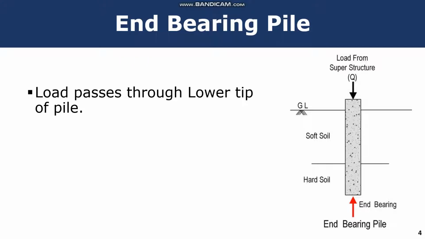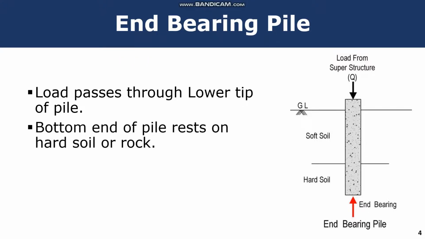Now, end bearing piles. As its name indicates, it takes load at its end, so it is called an end bearing pile. The load is coming from the superstructure and the end is resting on a hard rock which is capable of taking that load. So this type of pile transfers load through its tip. That's why it is called an end bearing pile.